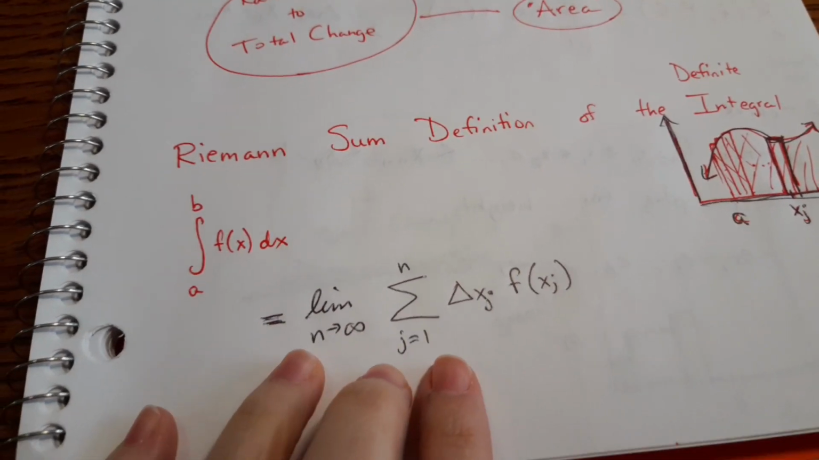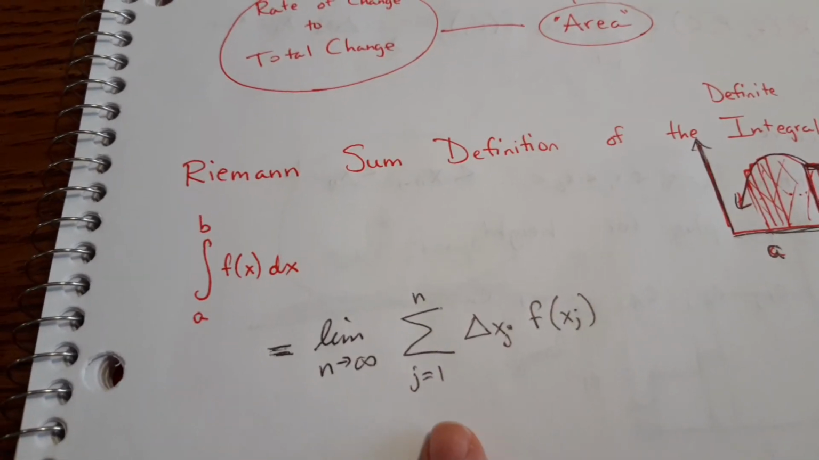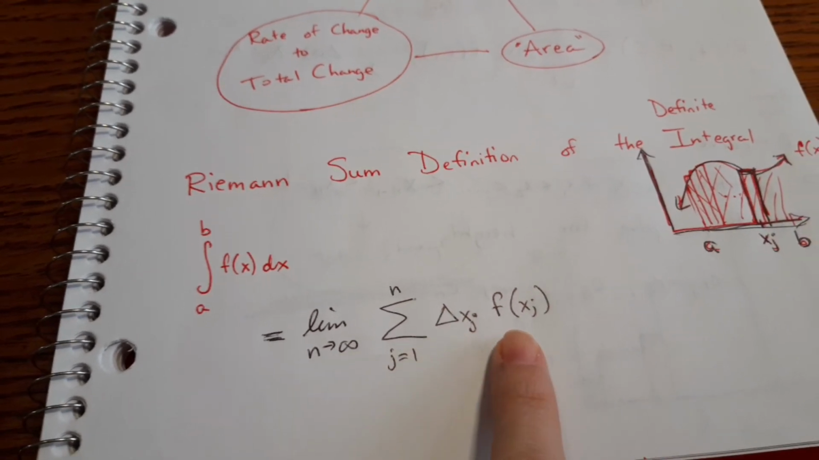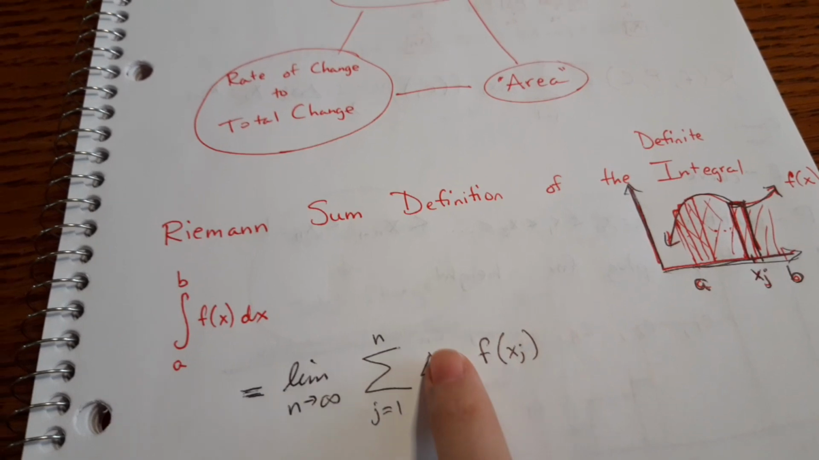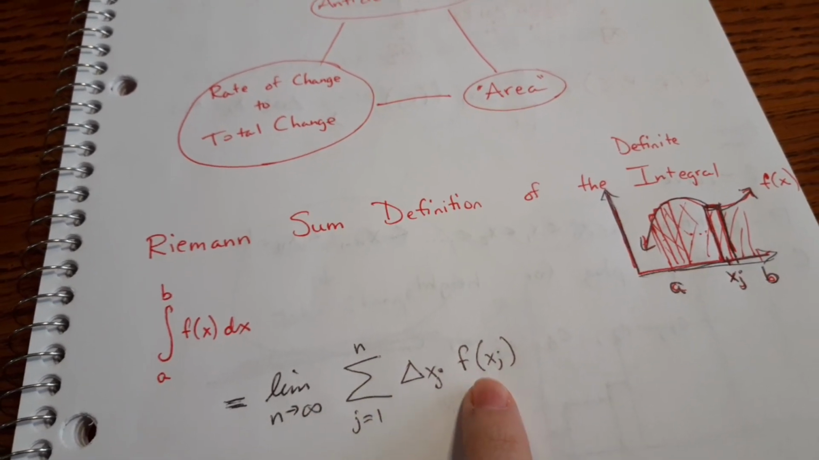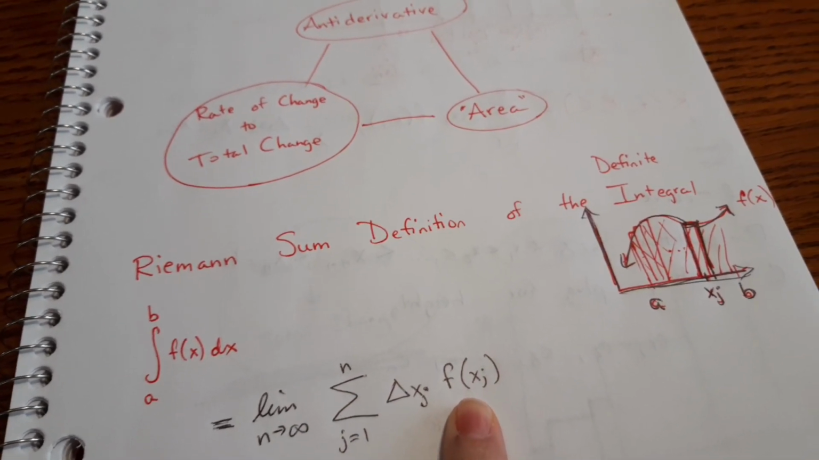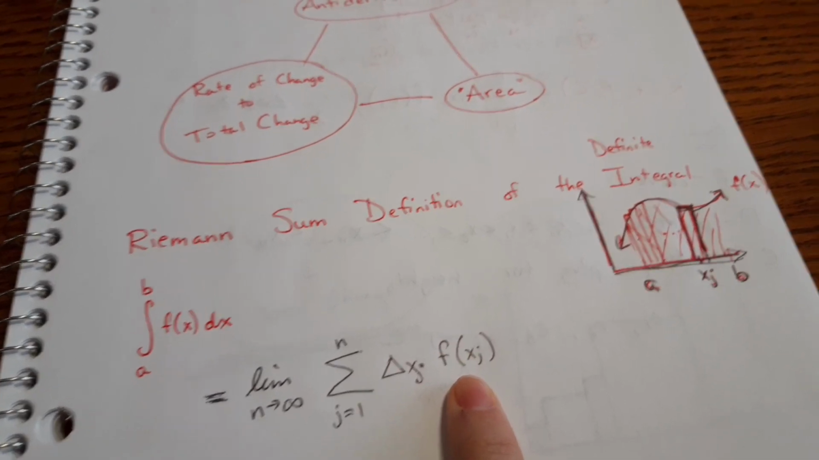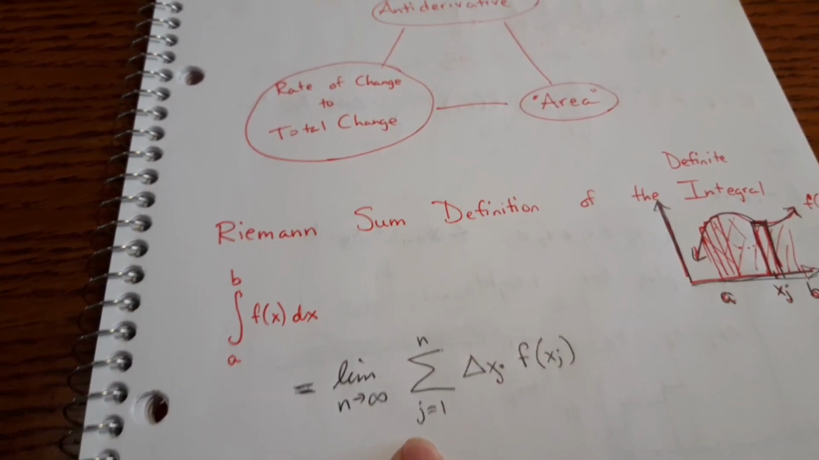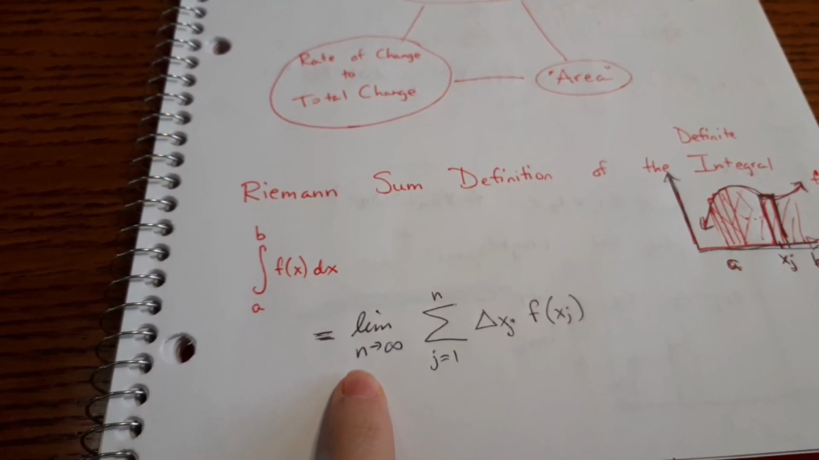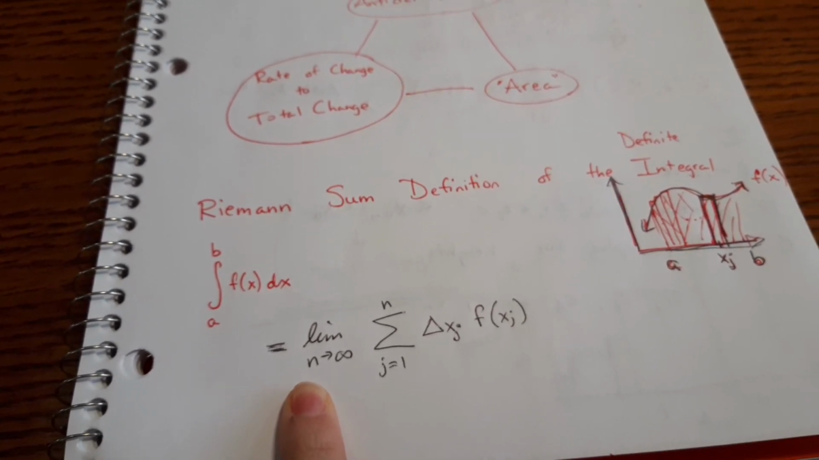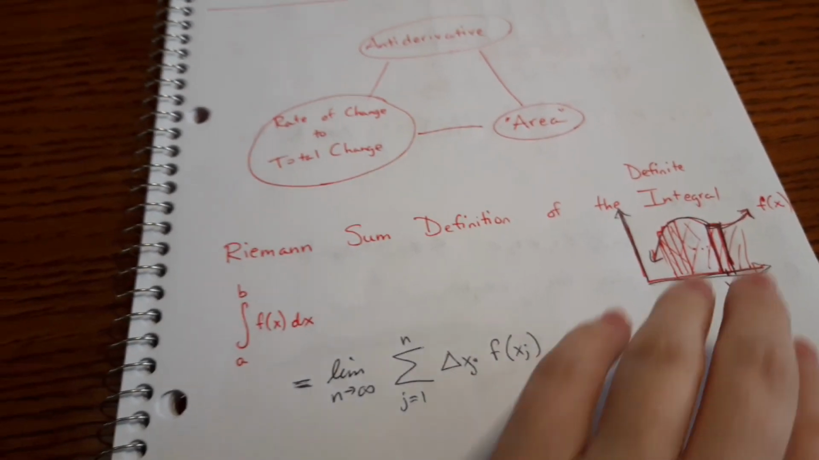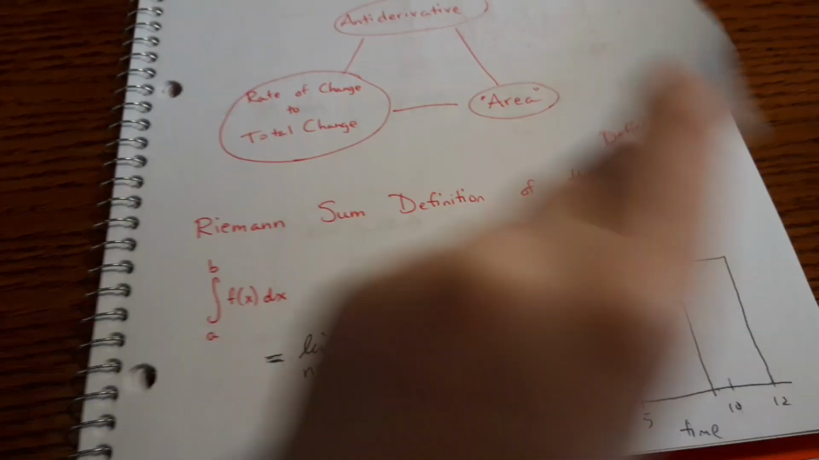But the sum definition is, you are going to add up the area of each rectangle, so delta xj, this is your width of your rectangle, times your height, and your height comes from your function f, plugging in that xj, taking the sum of all the rectangles from 1 to n, and then letting the number of rectangles go to infinity. So we're just adding up an infinite number of rectangles with area to find that area under the curve.